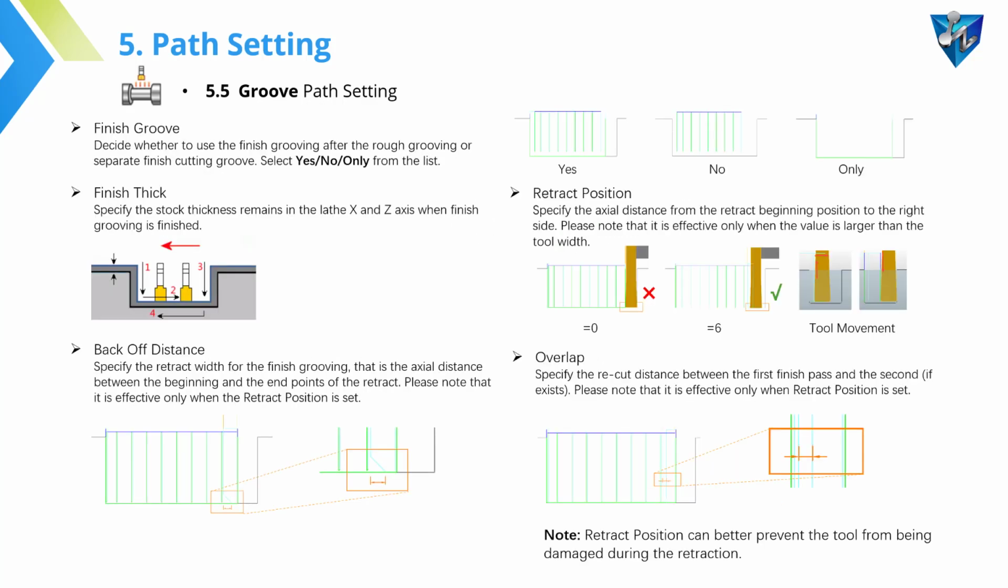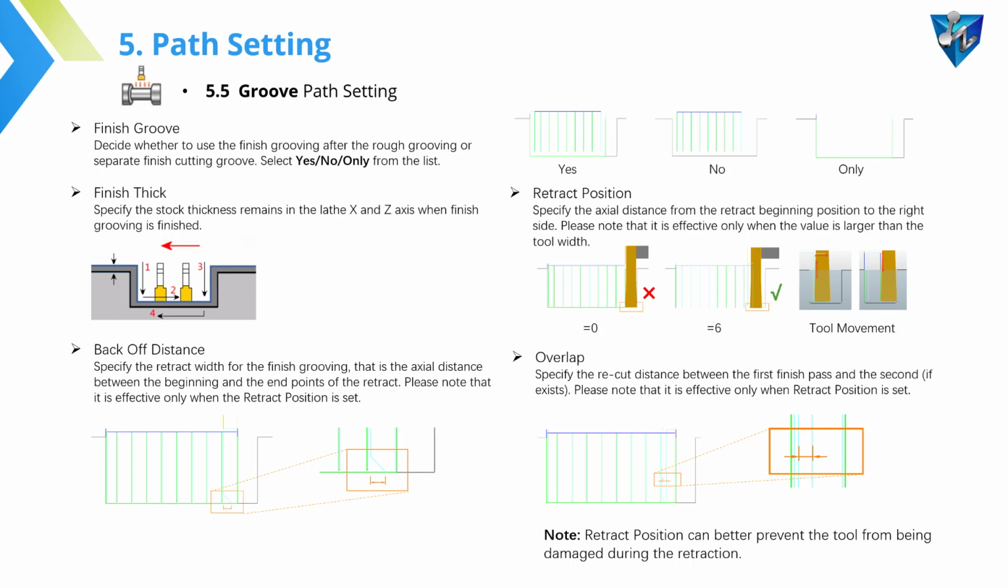Let's dive into the finish groove settings, excluding rough cut settings. Users can select yes/no/only to control whether to use the finish grooving after the rough grooving or separate finish cutting groove. When you select yes, the rough and finish toolpaths will be generated together. If you choose no, only the rough toolpath is generated. If you click only, the finish toolpath is generated.